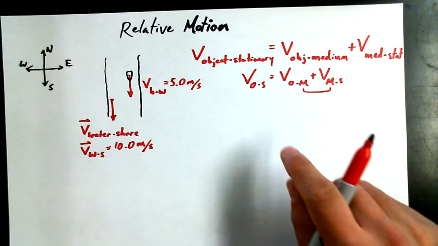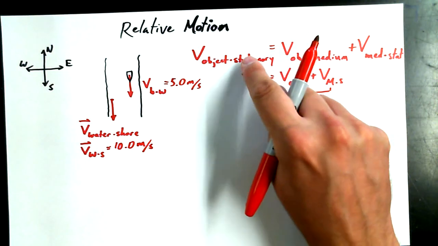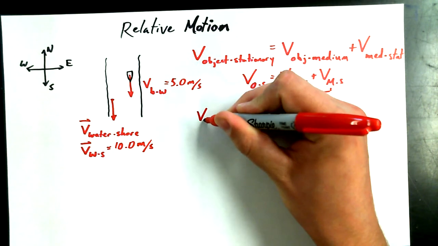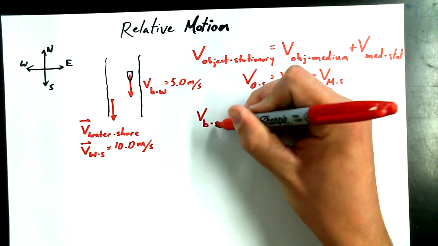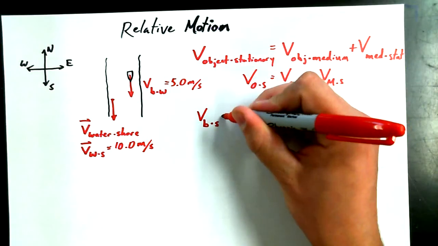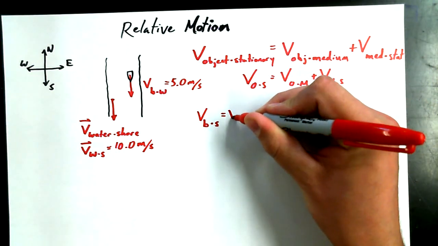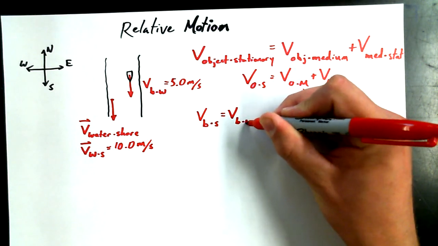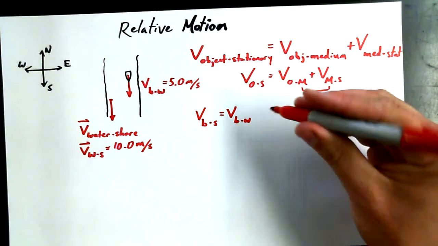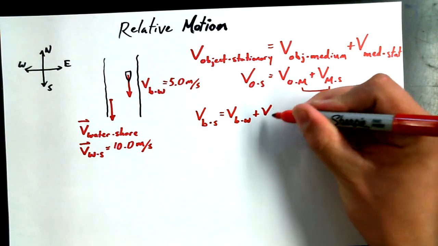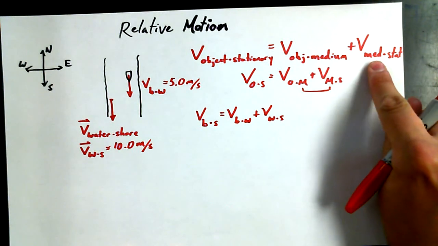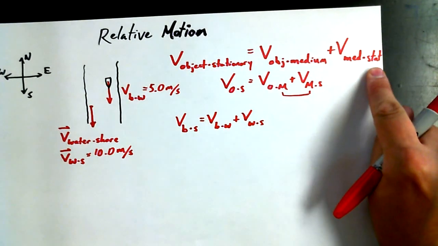And if I wanted to figure out velocity of the object relative to the stationary reference frame, that would be velocity of the boat relative to the shore in this case, because that's the stationary reference frame, is equal to the velocity of the boat relative to the water. Notice that's the object relative to the medium, plus the velocity of the water relative to the shore. And again, that's the medium relative to the stationary reference frame, the shore.